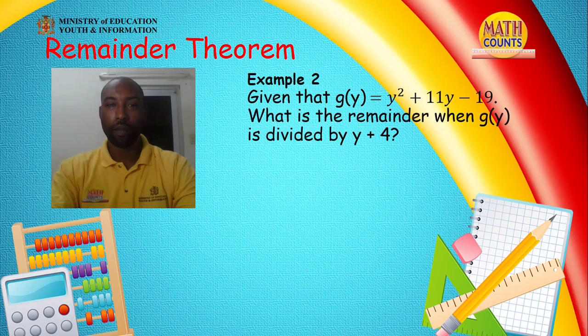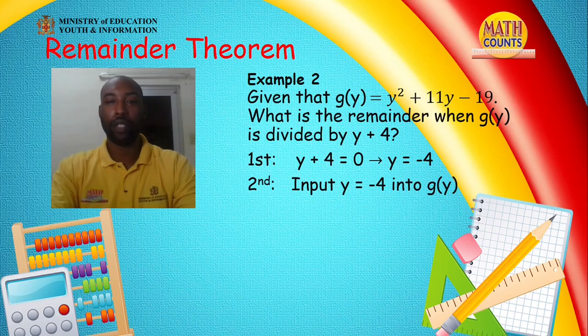Example 2. Given that g of y equals y squared plus 11y minus 19, what is the remainder when g of y is divided by y plus 4? So what do we do first? We set our divisor equal to 0. y plus 4 equals 0, and we solve for y. y equals negative 4. Now to get our remainder, this negative 4 will be the input to our g of y function.